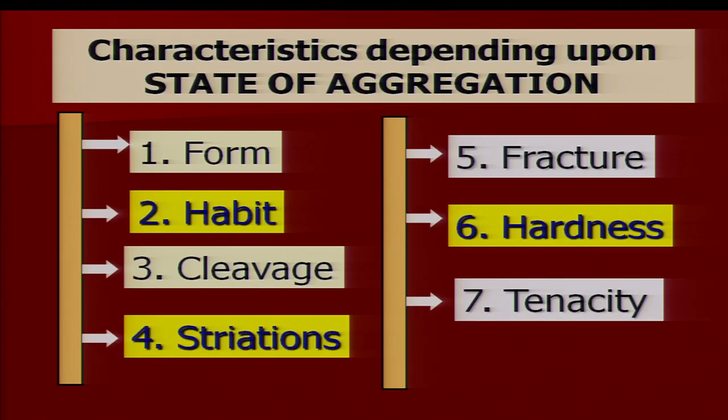Characteristics depending upon state of aggregation. Out of this, the first and most important is form, second habit, third cleavage, fourth striations, fifth fracture, sixth hardness and seventh tenacity. So, there are 7 important characteristics which depend upon the state of aggregation. I will take up all these one by one. First, I will discuss the form.